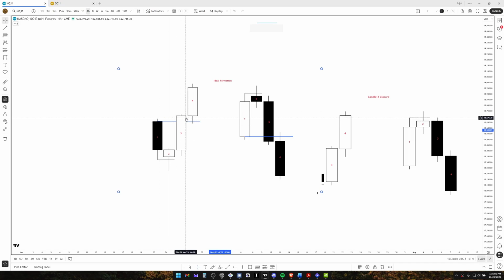It pushes off the order block that we created because we closed above.